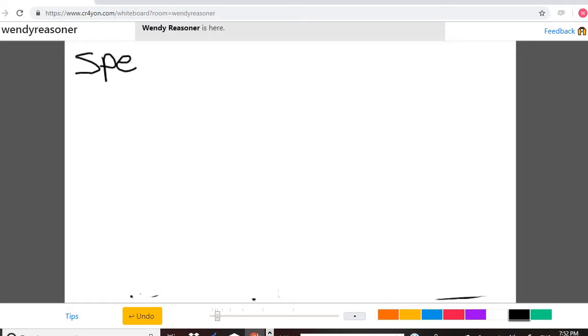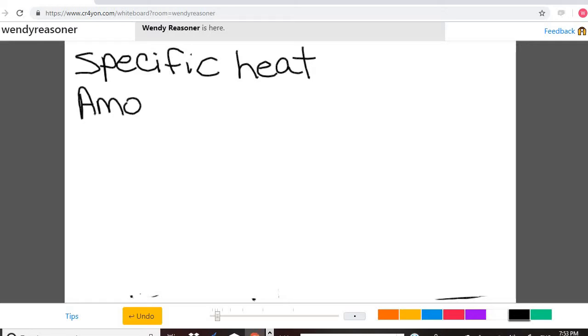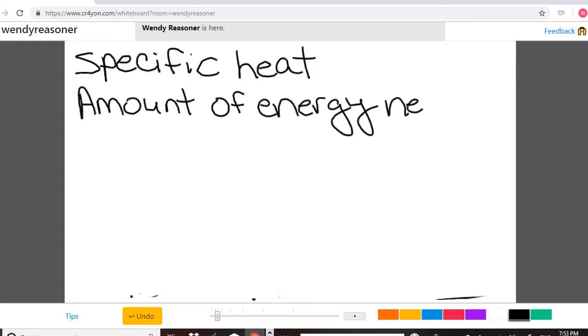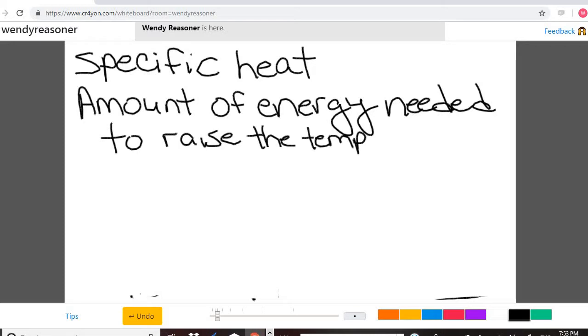Another quality of water that we need to talk about is something called the specific heat. Specific heat is the amount of energy needed to raise the temperature of 1 gram of water 1 degree centigrade.